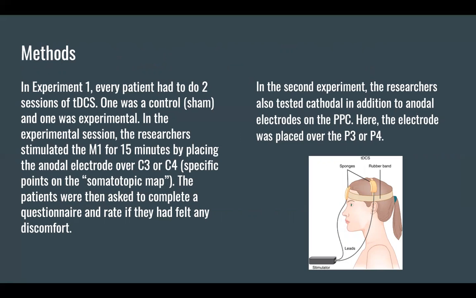In the second experiment, the researchers also tested cathodal in addition to anodal electrodes on the posterior parietal cortex, and here the electrode was placed over the P3 or P4.